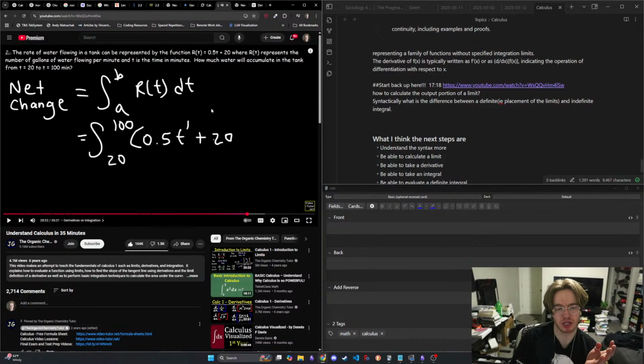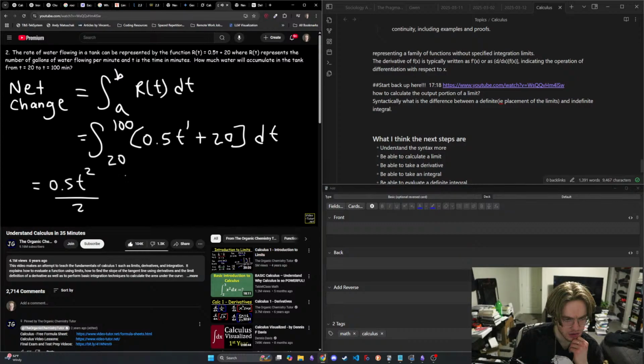Okay, so we just plug in the function. So let's go ahead and find the antiderivative of 0.5t and 20. The antiderivative of t to the first power is going to be t to the second power divided by 2. Just add 1 to the exponent and then divide by that result. Now for 20, you can imagine 20 as being 20 t to the 0. So if you add 1 to 0, you'll get 1 and then divide by that number. And then we're going to evaluate the result from 20 to 100.